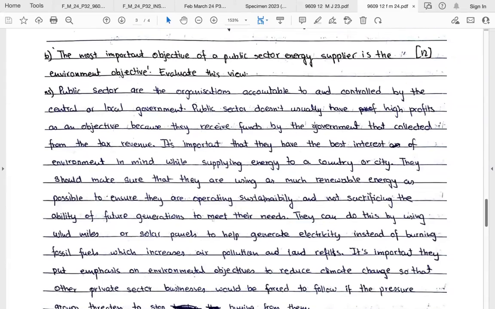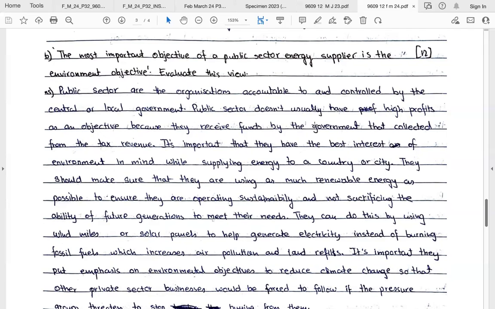The most important objective of a public sector energy supplier is the environmental objective. Evaluate the view. Okay, public sector are the organizations accountable to and controlled by the central or local government. Good start of the question. Public sector does not usually have high profits as an objective because they receive funds from the government that are collected from the tax revenue. Again, good show of knowledge.